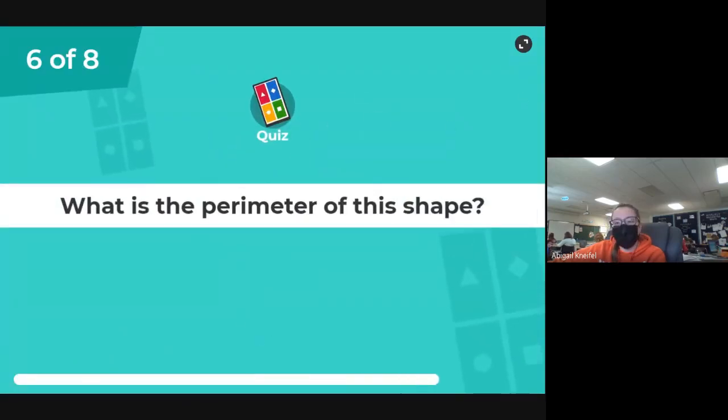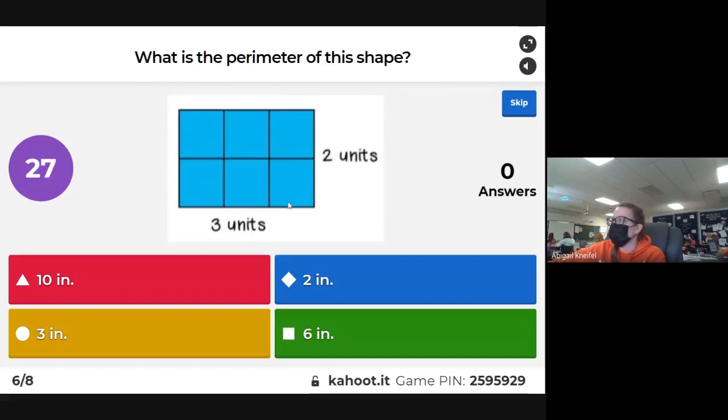What is the perimeter of this shape? What is the perimeter?